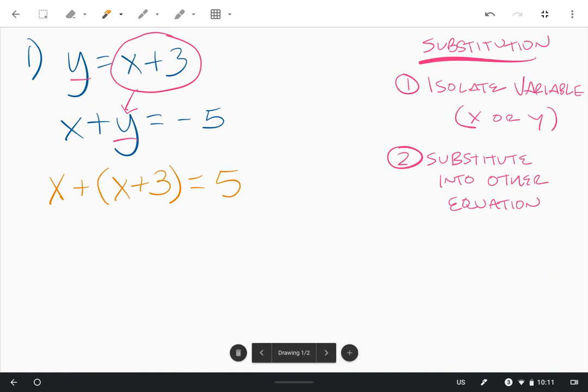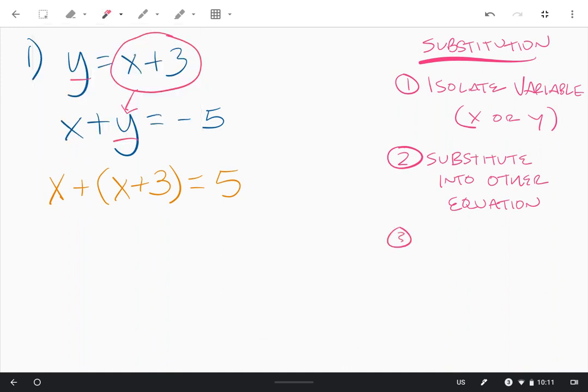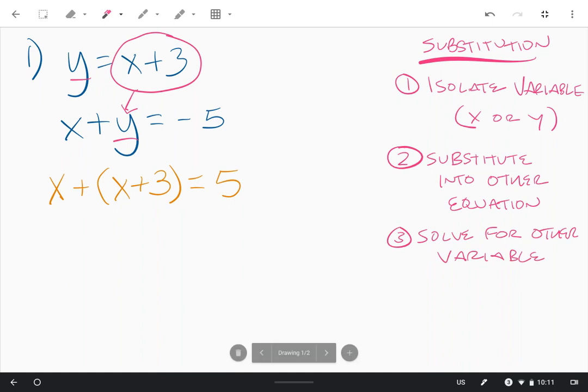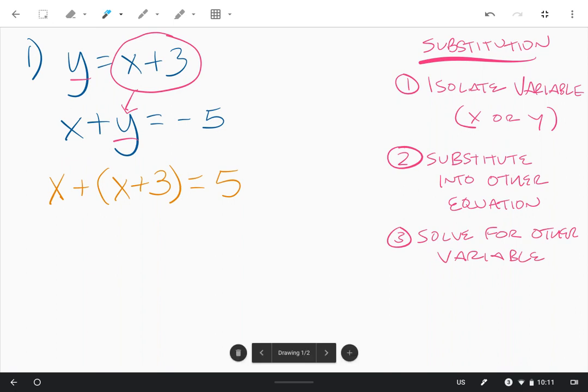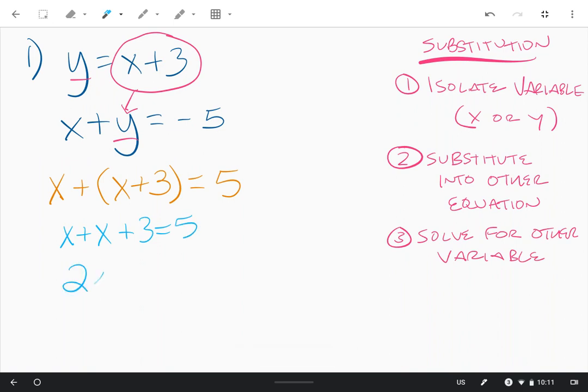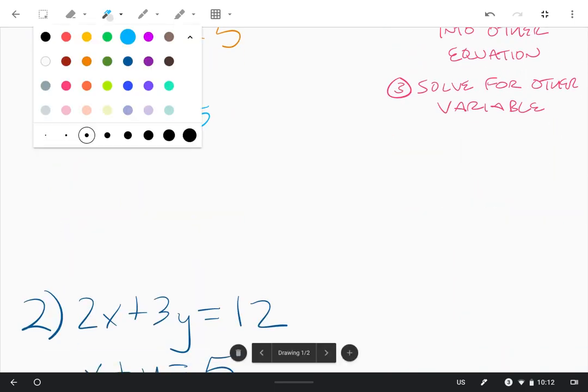After that, it's just a matter of solving for the other variable. I'm going to solve and find the actual answer for what x equals. To do that, I'm going to go ahead and add this up. We can drop these parentheses. That makes this say x plus x plus 3 equals 5. x plus x is 2x. A lot of this should be familiar to you. We're just doing some basic algebra to solve this. Then we have an algebraic equation that we can solve.